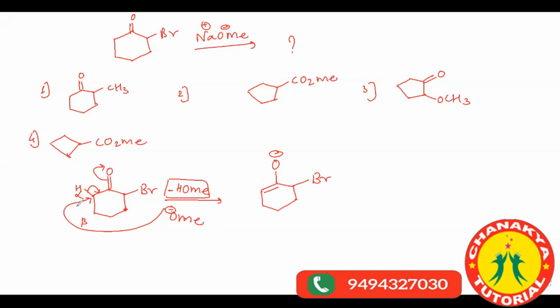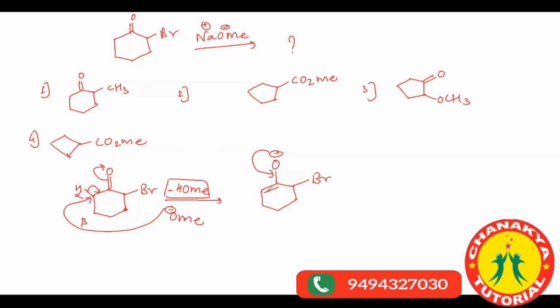This OMe will take this hydrogen. This hydrogen and carbon bond has been shifted in between your first carbon and second carbon, and the electrons in between carbon and oxygen will be shifted onto the oxygen. That becomes O minus. Now, how this group would depart, that we need to check.